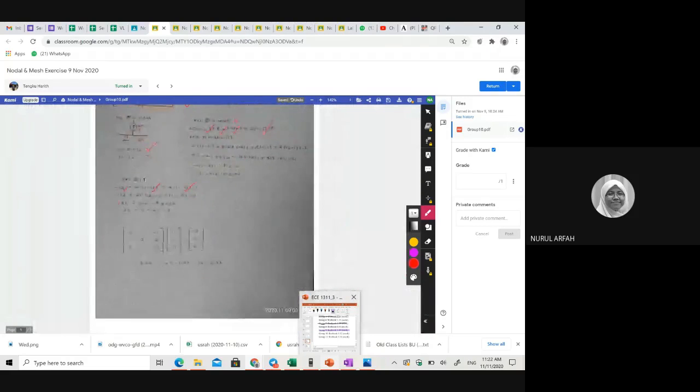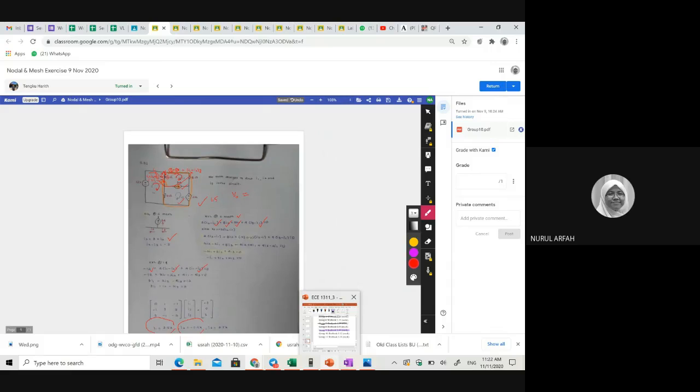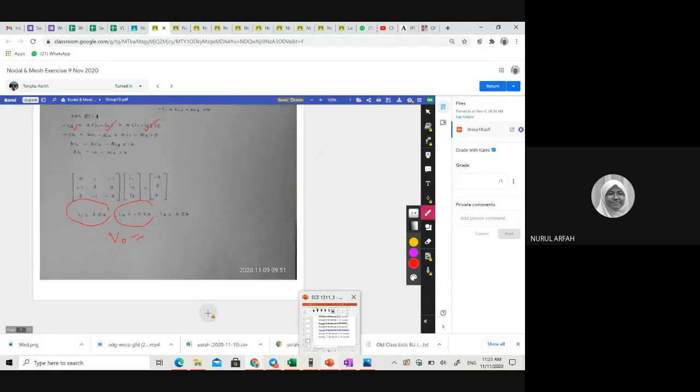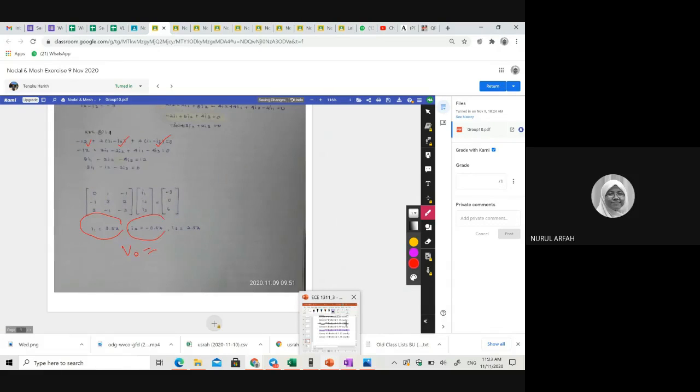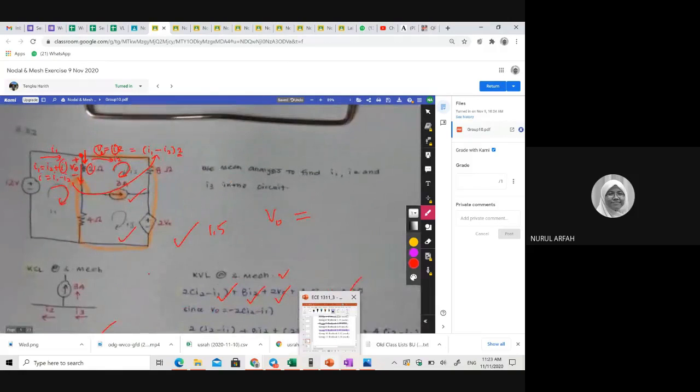And then you apply. When you found your I1 and I2, you just apply that I1 minus I2, 3.5 minus I2, into 2, and then you get V naught. Is it clear or not?